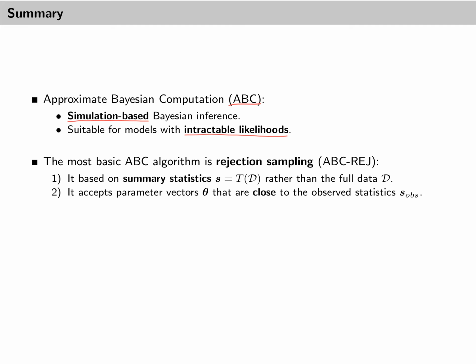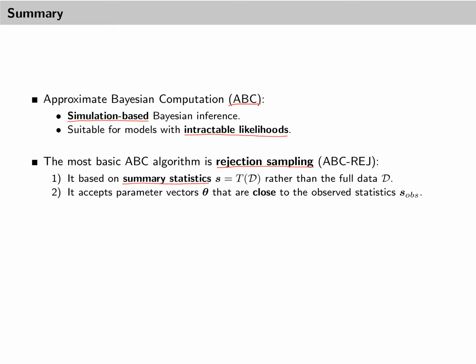The most basic of all ABC algorithms is an ABC variant of rejection sampling. This ABC rejection sampling algorithm makes use of the two key approximations common to essentially all ABC algorithms. The first one is that we replace the full data with some summary statistics. Using summary statistics instead of the full data allows us to easily calculate distances between simulated and observed data. In addition, the dimensionality of those summary statistics is usually much smaller than the dimensionality of the data.